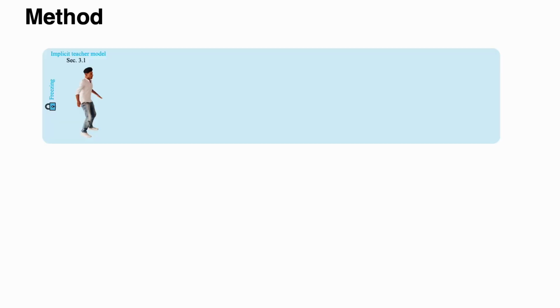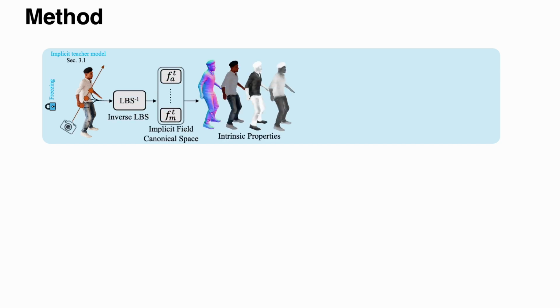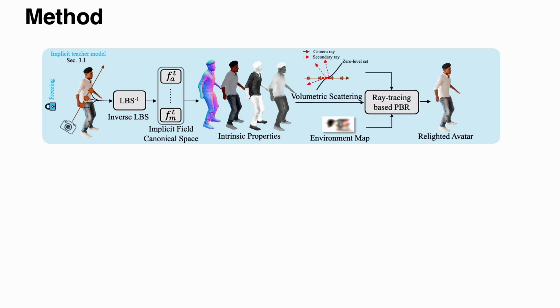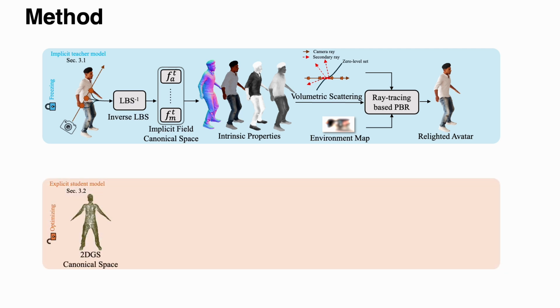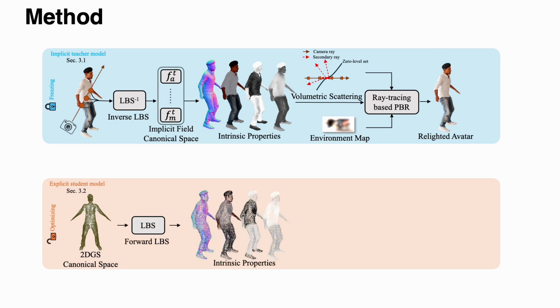We take IntrinsicAvatar as our implicit teacher model. The teacher model warps the sampled points in observation space to canonical space via inverse LBS, and queries the implicit field to obtain the intrinsic properties. The final image is rendered via Monte Carlo ray tracing. Our explicit student model is based on 2DGS. For the student model, we warp the points from canonical space to observation space by forward LBS.